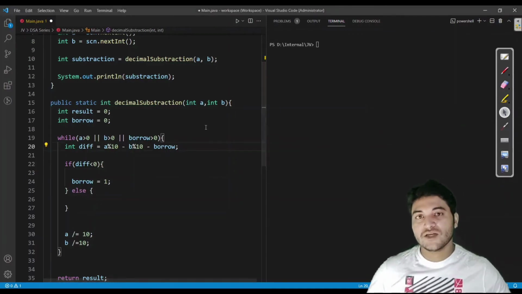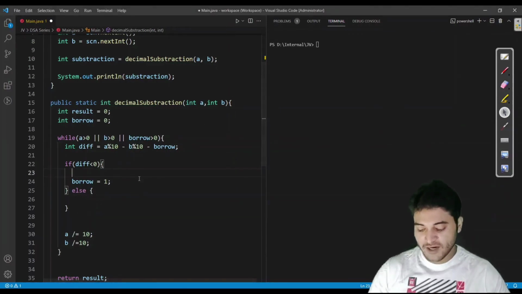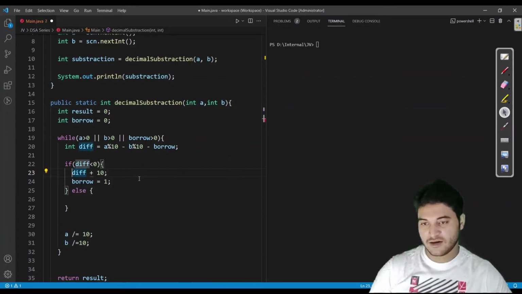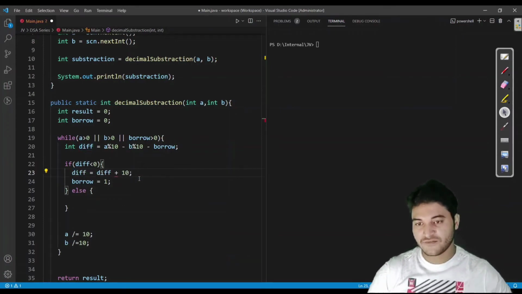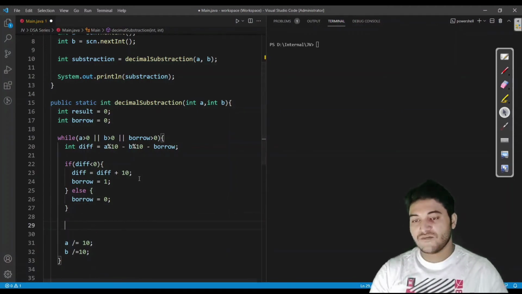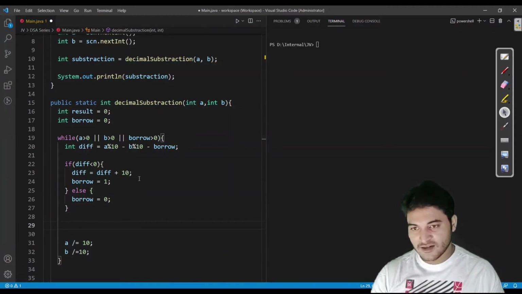Fine. Now what we have to do, we have to add 10 into the difference, because in the difference we have minus 1. So we have to add 10 and store it in the difference variable only. Fine. Or else if we have a good result, let's say 4 minus 3, if we have 1, then we know, first of all we do not have to add 10 to the result, and we do not have to take the borrow either. So we would set borrow to 0. Fine. Now everything is done till here, and the remaining things are just handling our output.